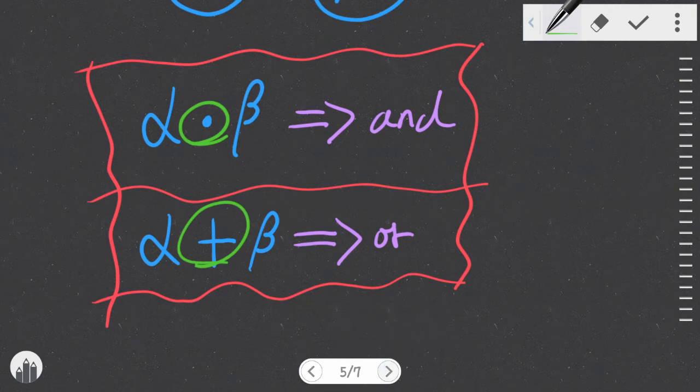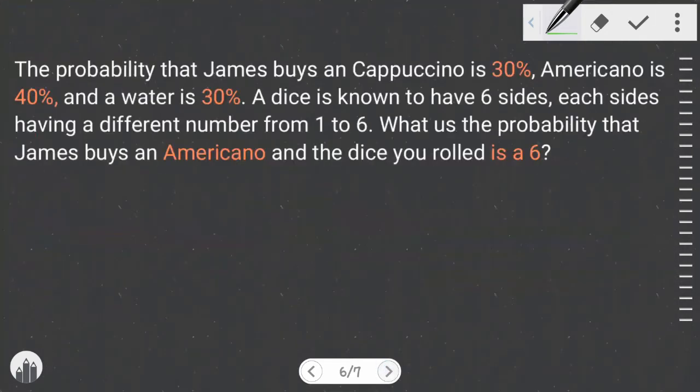Let's see some examples. The probability that James buys a cappuccino is 30%, Americano is 40%, and the water is 30%. That's 100% in total. He is going to buy something. A dice is known to have 6 sides, each side having a different natural number from 1 to 6. What is the probability that James buys an Americano and the dice he rolled is a 6?